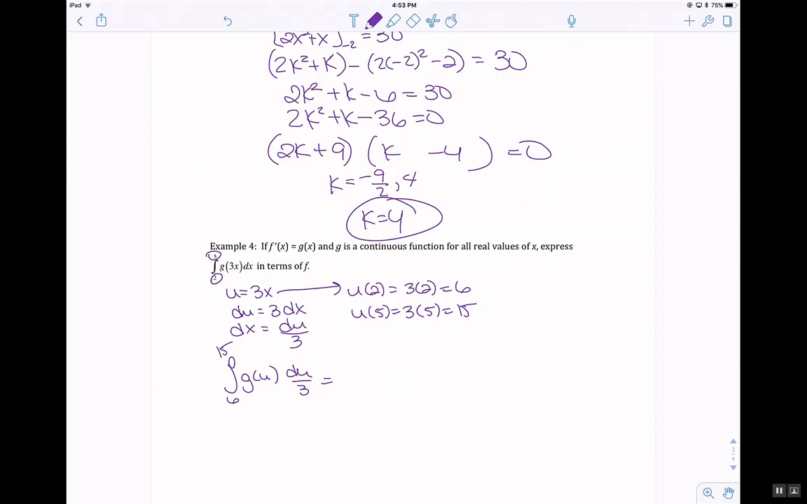I know that my derivative is equal to g, which means that my antiderivative of g is equal to my original f equation. So I get 1/3 f of u, and then evaluated from 6 to 15. So then when you do u substitution, you don't resubstitute your u back in. So then this is 1/3 f of 15 minus 1/3 f of 6.